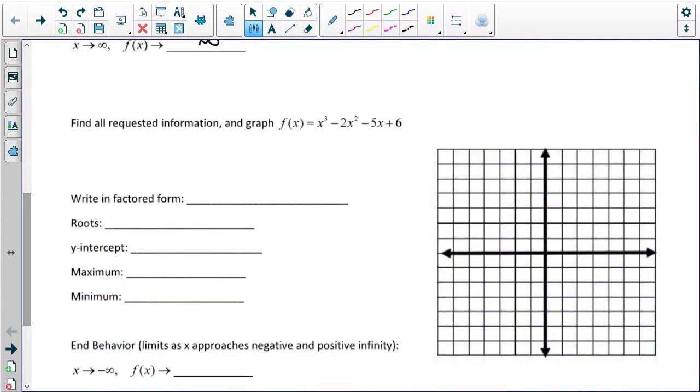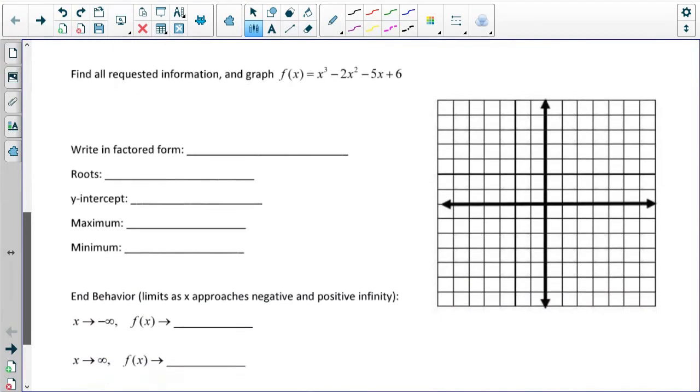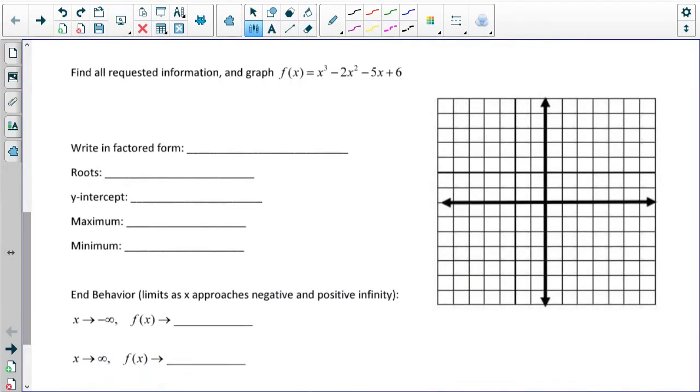Second problem. Find all requested information. So in this case, there's no easy way to factor by grouping, and I don't have any greatest common factors or anything. So what I have to do in this problem is do long division or synthetic division. I'm going to do synthetic division. I'll choose 1 as a possibility. So 1, negative 2, negative 5, 6.